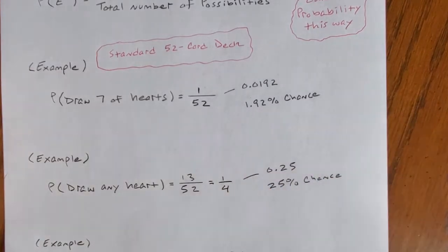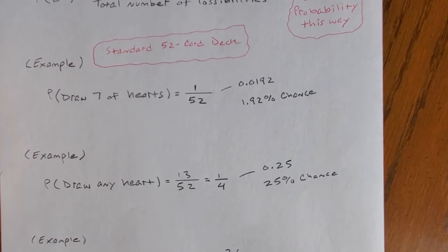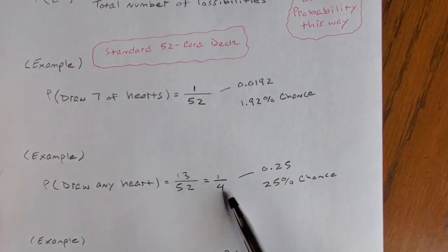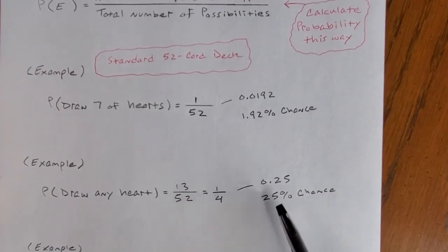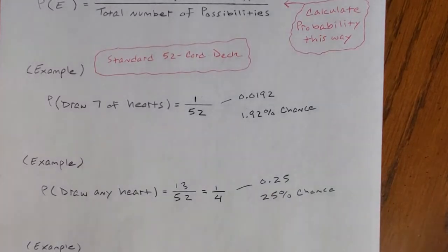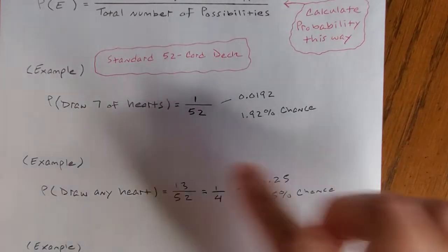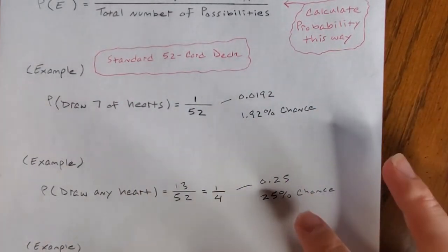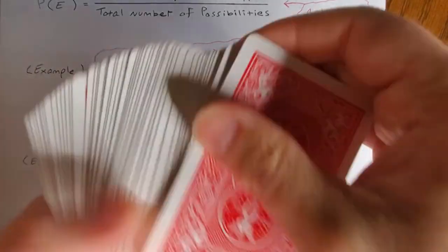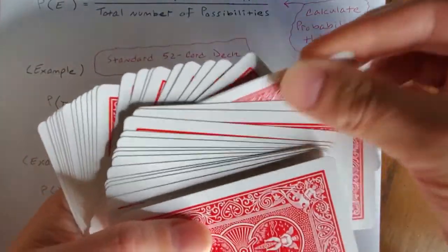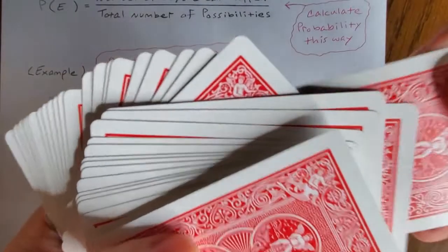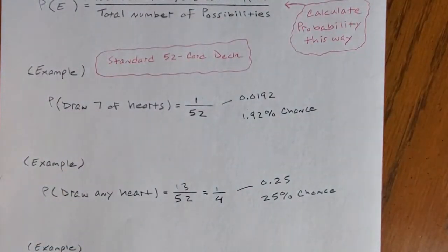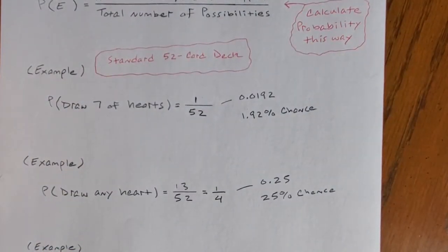Those will all be equivalent ways of saying it. I've got a 1 out of 4 chance of drawing a heart. I've got a 25% chance of drawing a heart. Well, that's not real good. I mean, my chances of drawing the 7 of hearts are pretty bad, a 2% chance. Drawing any heart, well, I've got a better chance. This wouldn't really prove anything, but I have a 3/4 chance of not drawing a heart.